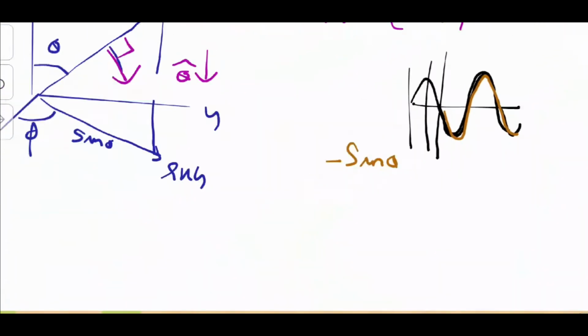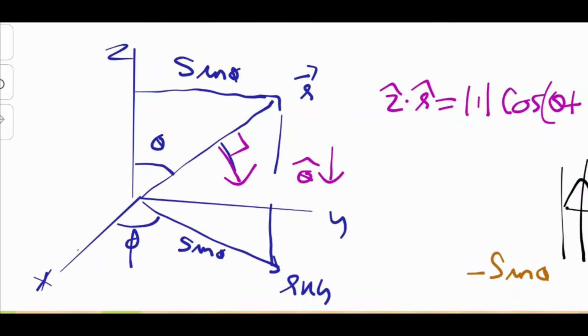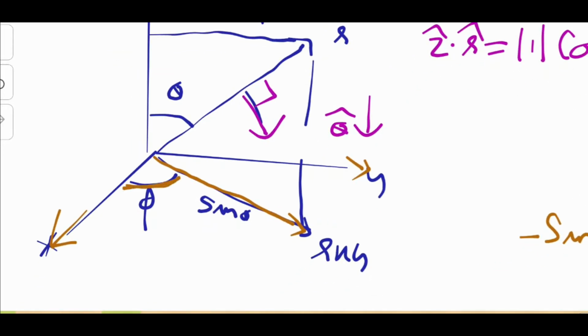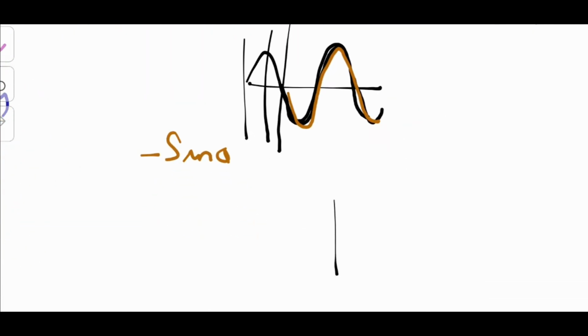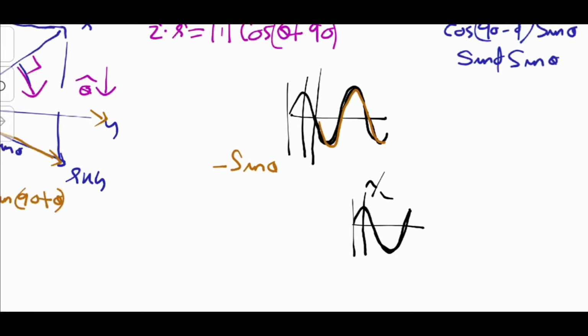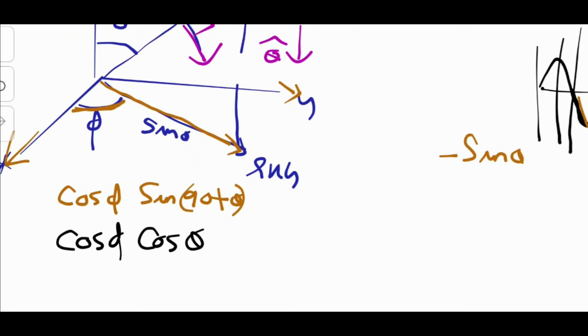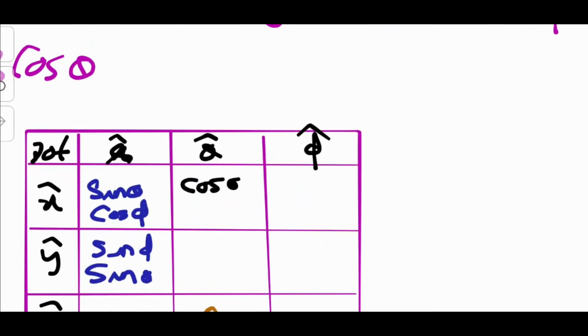Now let's look at the x cap and y cap directions. From the x cap direction, the angle is phi from the r_xy component, so it will be cos phi times sine theta, plus 90 degrees, since the theta cap is in the downward direction. If you shift the sine angle by 90 degrees, you get a cos function. So it is cos theta cos phi.